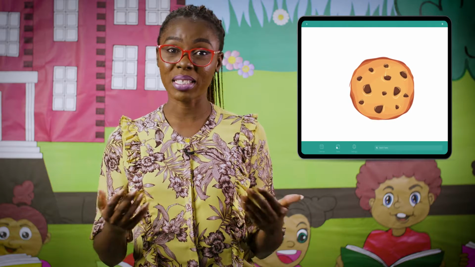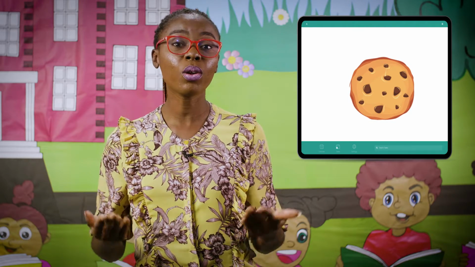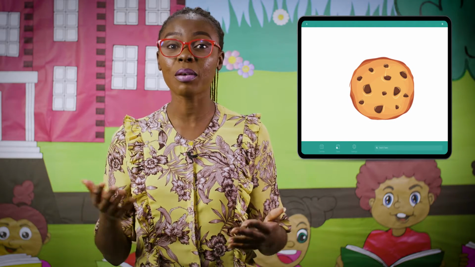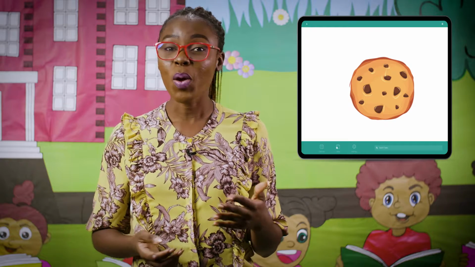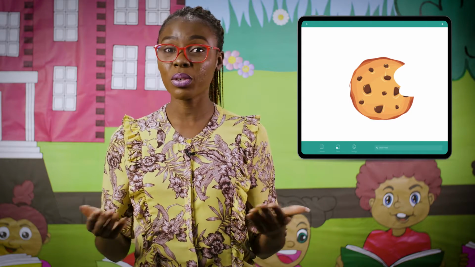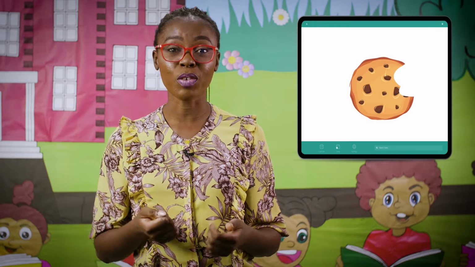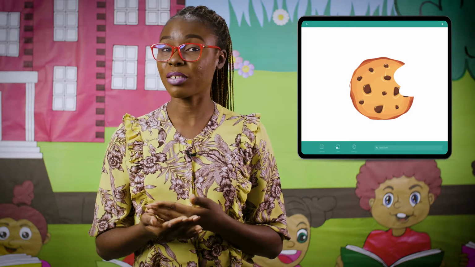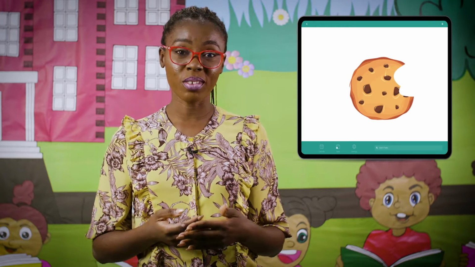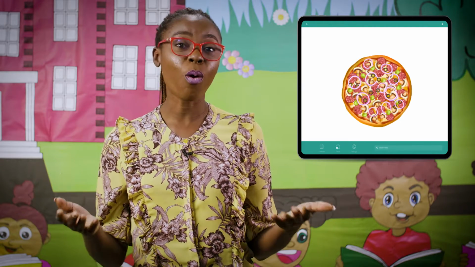For example, if you have a cookie that you've not bitten out of, that is a whole cookie because it is still complete. However, when you take a bite out of that cookie, you've taken a fraction out of that cookie. Remember, fractions are a part of a whole. When you take a bite out of your cookie, you've taken a bite out of a whole cookie, and that is a fraction.